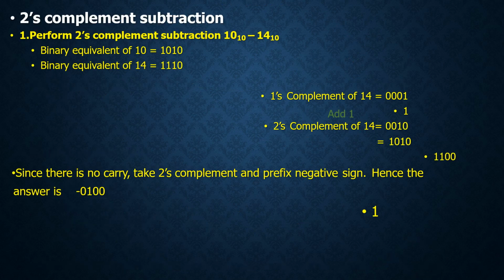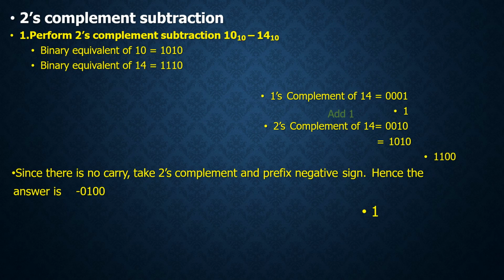2's complement subtraction. Perform 2's complement subtraction: 10 minus 14. Here 10 is a decimal number and 14 is a decimal number. You have to perform a subtraction for this using 2's complement.